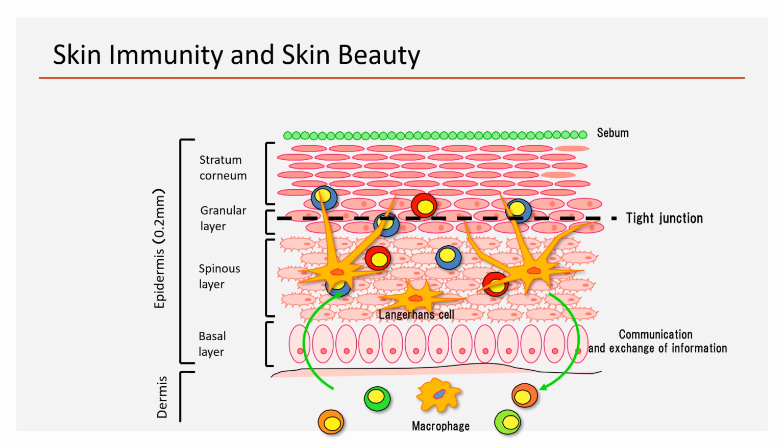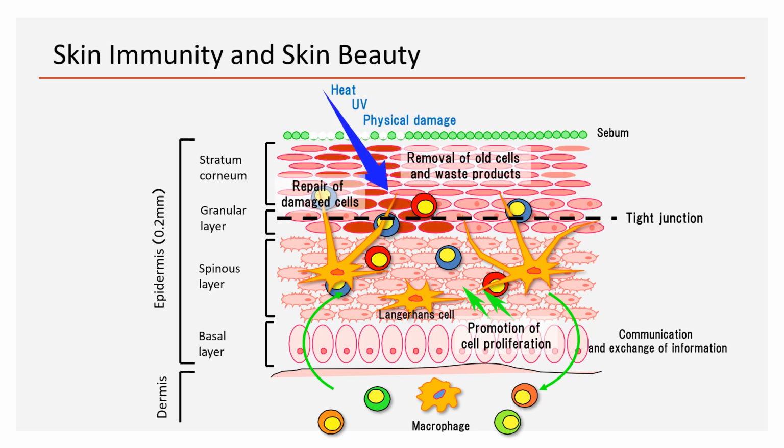You may not clearly imagine the relationship between the skin and immunity. The skin, which directly contacts the outside world and protects the body at the front line, is the largest immune tissue in the body. For instance, removal of old cells and waste matter, promotion of cell proliferation, repair of skin damaged by heat, UV rays, and physical injury, and protection from infections, are all related to immunity. Therefore, it can be said that the skin's immunity and beauty are closely related.